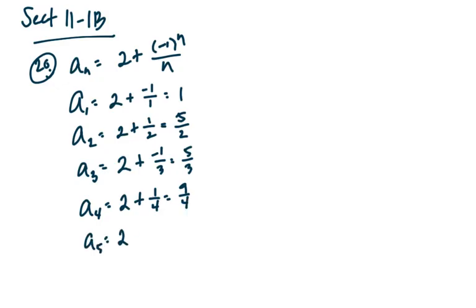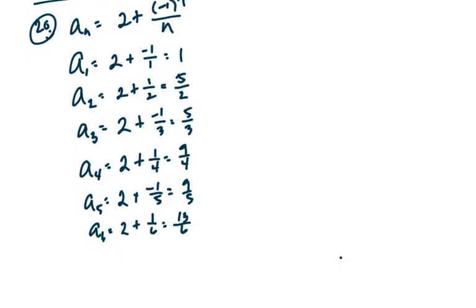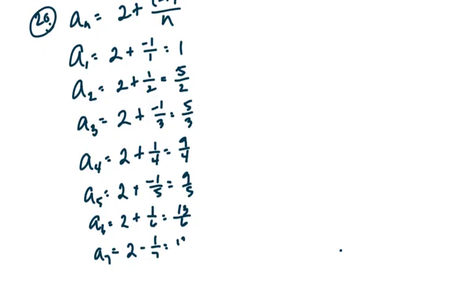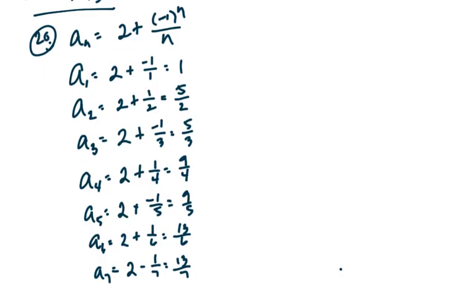A sub 5 is 2 plus negative 1 over 5. Sorry, that's 1 4/5. That would be 9 over 5. And a sub 6 is 2 plus 1 over 6. That's 13 over 6. And a sub 7 is 2 minus 1 over 7. So that would be 1 and 6/7. I'm sorry, that's 13 over 7. So as you can see, these are getting smaller.